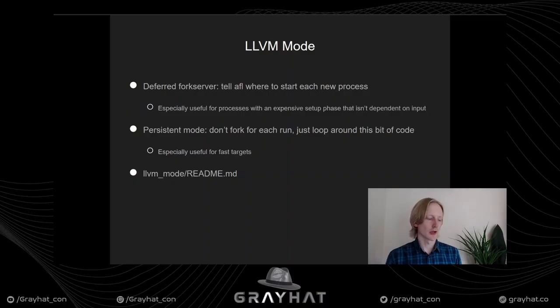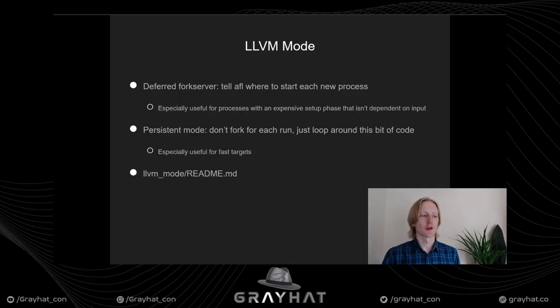All right, first feature, LLVM mode. So AFL comes with a modified GCC compiler and a modified Clang compiler. Where possible, you want to use the Clang compiler because it allows you to use LLVM mode. These are the two features I just mentioned, deferred fork server and persistent mode, both of which allow you, with most targets, to significantly speed up your execution.